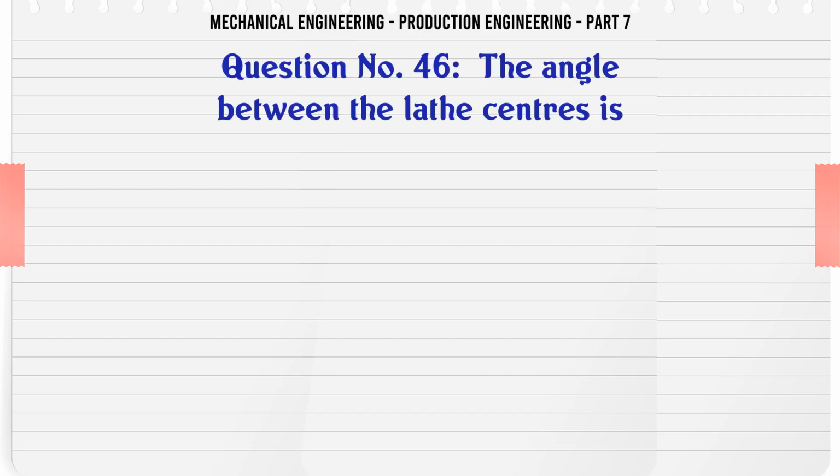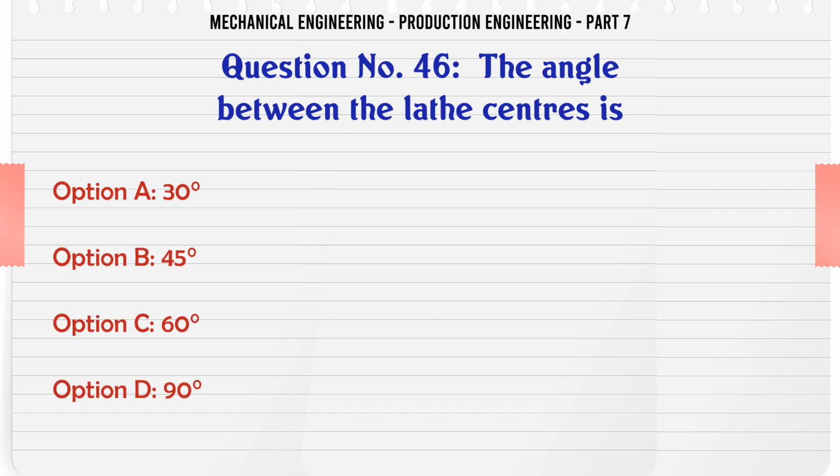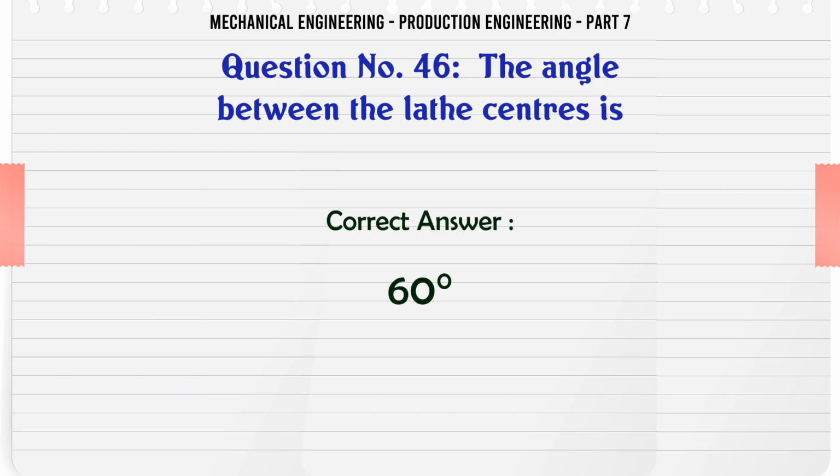The angle between the lathe centers is: A. 30, B. 45, C. 60, D. 90. The correct answer is 60.